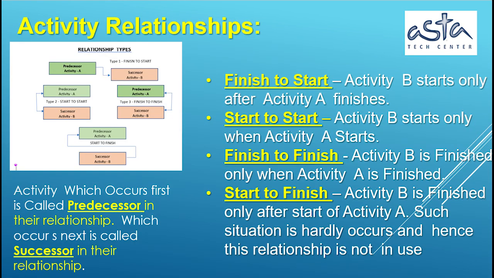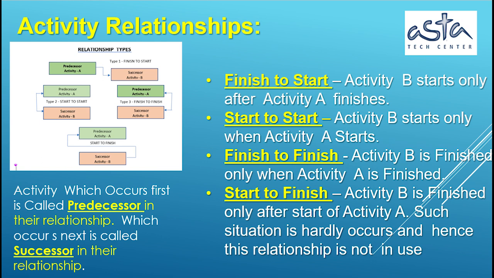Activity relationships. 1. Finish to start: activity B starts only after activity A finishes. 2. Start to start: activity B starts only when activity A starts. 3. Finish to finish: activity B is finished only when activity A is finished. 4. Start to finish: activity B is finished only after the start of activity A. Such a situation hardly occurs and hence this relationship is not in use.